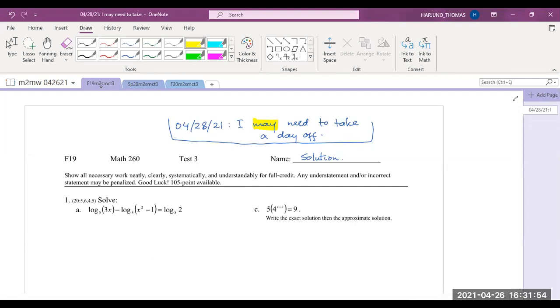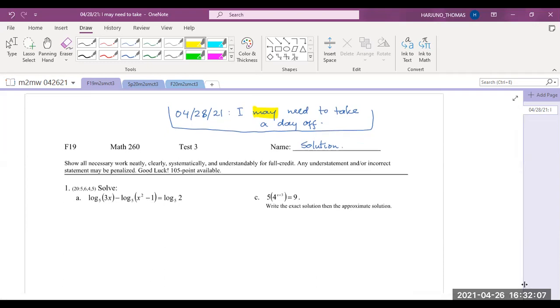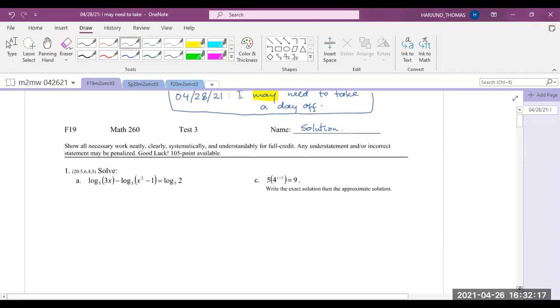I will work on spring 19 and then spring 20 and then fall 20. And I will work on anything from chapter 4, which is logarithm and properties of logarithms and solving equations, and so on and so forth. Okay, now let's start with number 1 here.